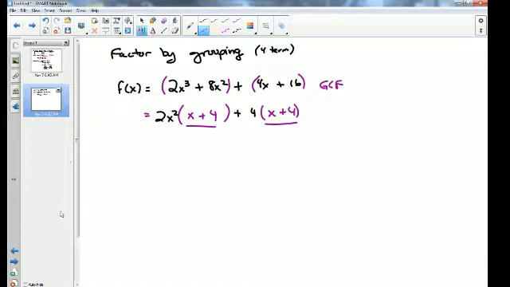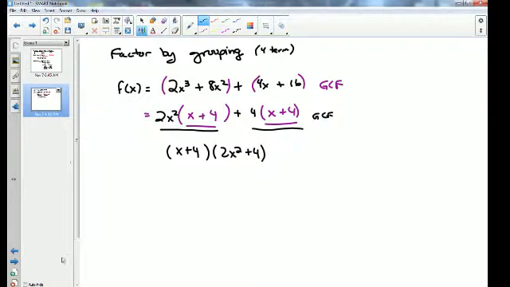Okay, so that's the first step. Now, this is a term, right? And that's a term. Is there a greatest common factor for both of those terms? 2. A plus. x. Factor that out. What's left? 2x plus 4. 2x squared plus 4.